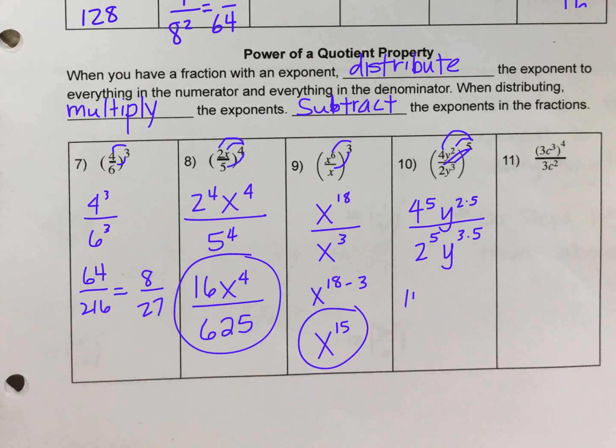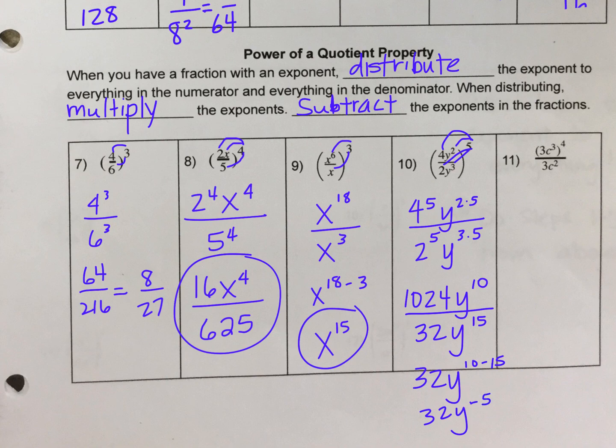4 to the 5th is 1,024. 2 to the 5th is 32. All right, y, 2 times 5 is 10. On the bottom, y, 3 times 5 is 15. All right, if I type 1,024 divided by 32, I actually come up with 32. Y, 10 minus 15. So that gives me 32y to the negative 5.